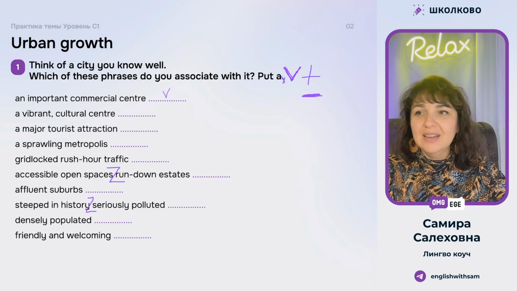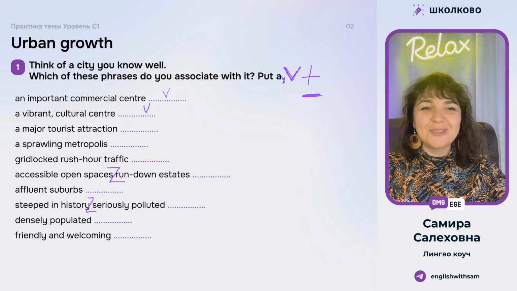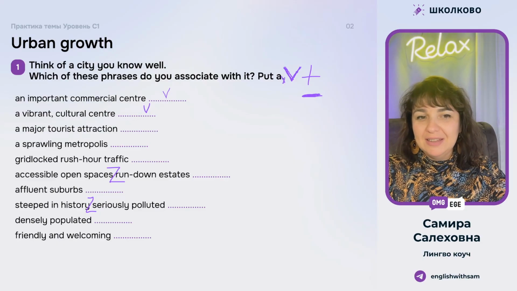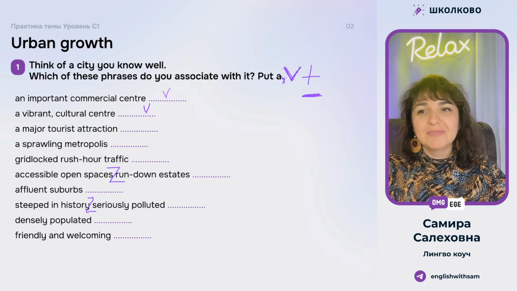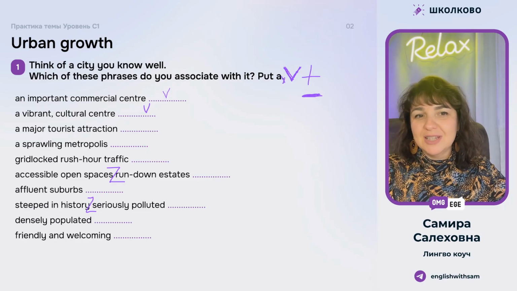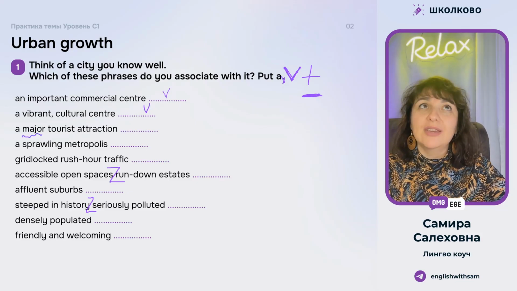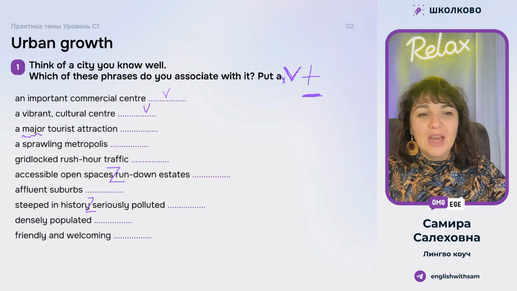Vibrant cultural center. Yeah, so it is an absolute tick for Nizhny Novgorod. But again, it's not that difficult to understand, probably. A major tourist attraction. It's kind of controversial, right? Maybe it is, because even small towns can have some tourist attractions, but not major, right? Major, something huge. Yeah, plus or minus. Both. Right, so I like this one.